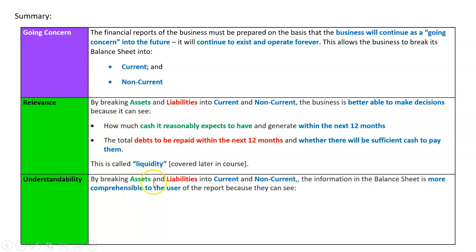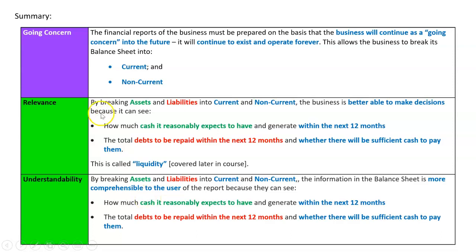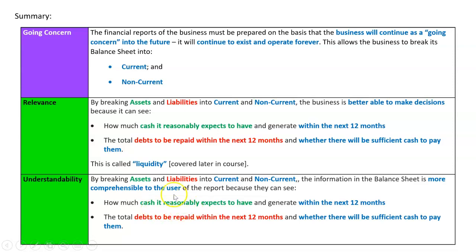And lastly, I would argue breaking assets and liabilities into current and non-current makes a balance sheet more comprehensible to the user. I'm just going to write the same thing here that we wrote for relevance. They can see how much cash it reasonably expects to have. We'll write that there and the same thing there. And we'll just say, yeah, that is called liquidity. Someone can better comprehend liquidity when they can see what is current and non-current.